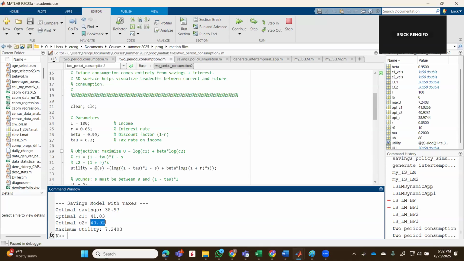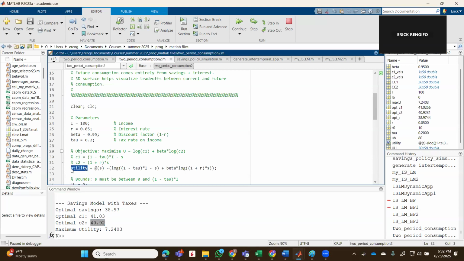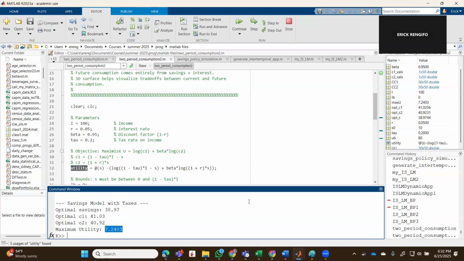And how is my optimal consumption? How do I obtain this one? Here is simply my 38.97 times 1.05. You obtain your 40.92. Then you replace these values in your utility function, in this one here. And then you obtain the maximum utility for you is going to be 7.24. Makes sense? Do you understand what we're doing? Guys, are you with me? Yeah. Okay, makes sense.